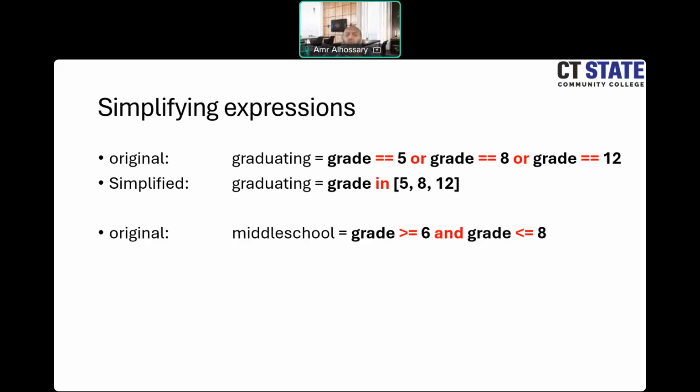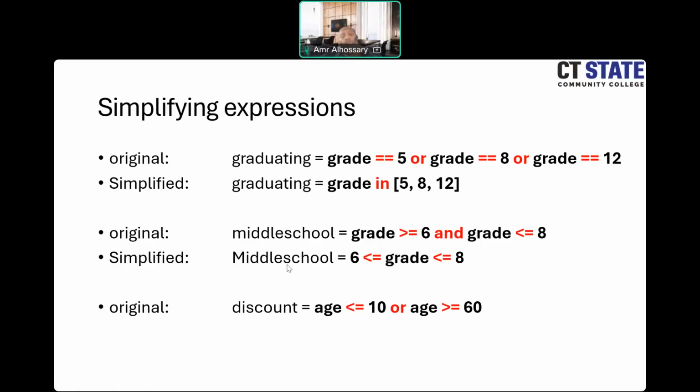Python has a unique method of writing joining expressions in a way. You can say middle school equals 6 less than or equal to grade less than or equal to 8. So we combined the two expressions with and into one expression with two operators, actually, two operators and three operands. Very nice, isn't it? Python is really nice and easy.